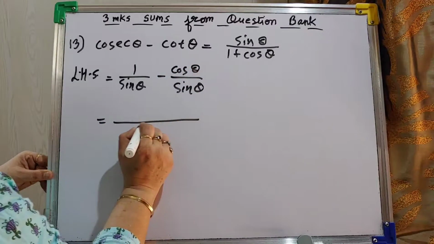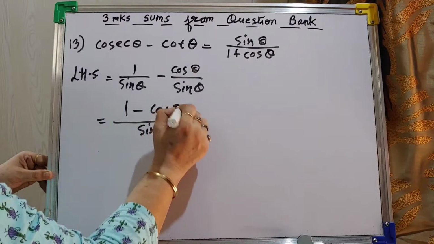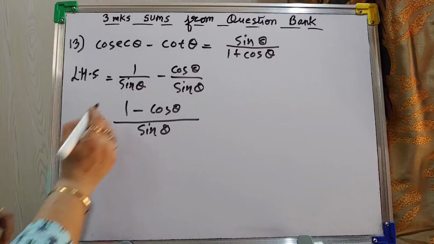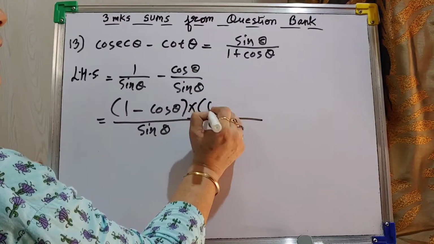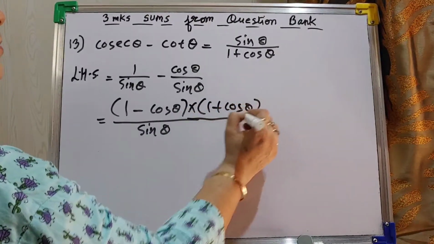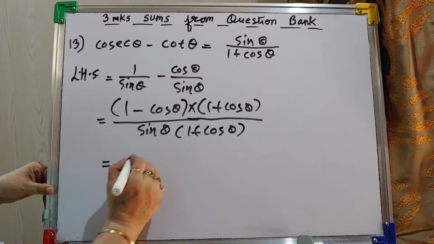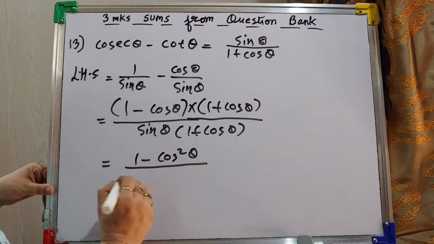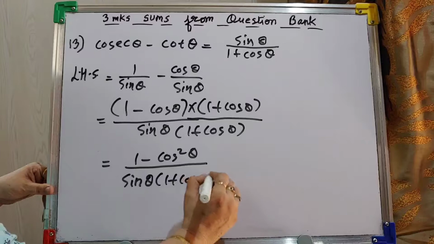Denominator is same. So we will take ones only and up it will be 1 minus cos theta. But on the right hand side I require 1 plus cos theta in the denominator. So what we will do, we will multiply numerator and denominator with 1 plus cos theta. So up it will be 1 minus cos square theta. Down it will be sin theta (1 plus cos theta).